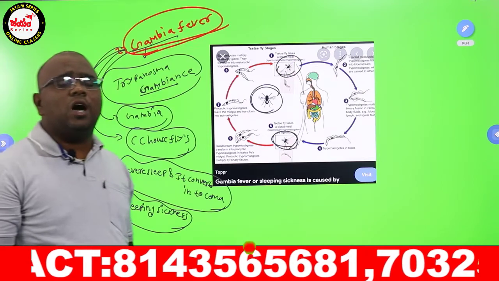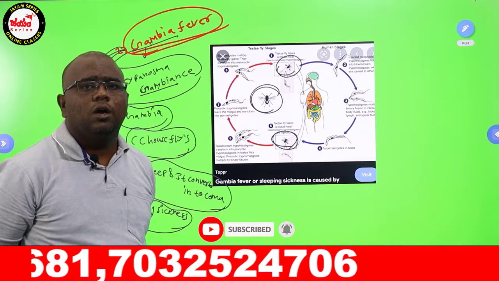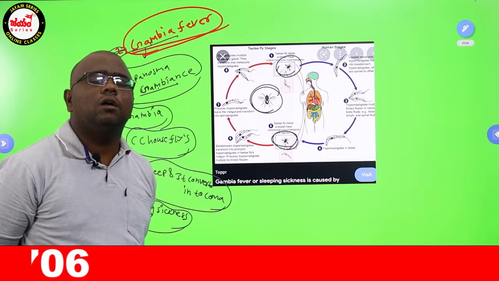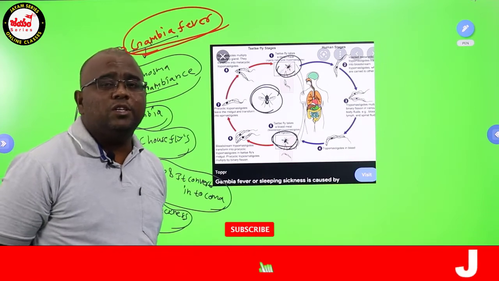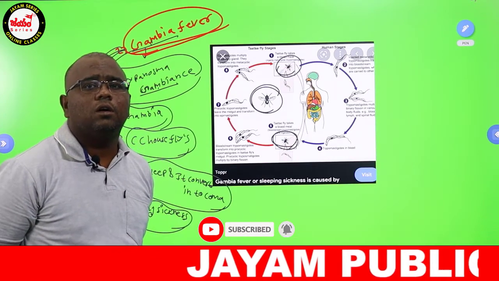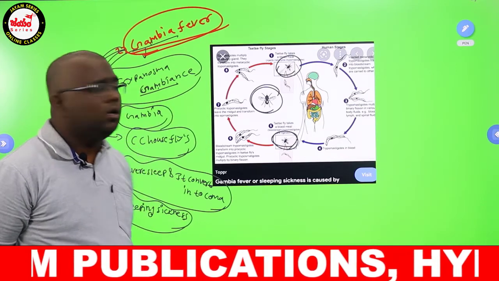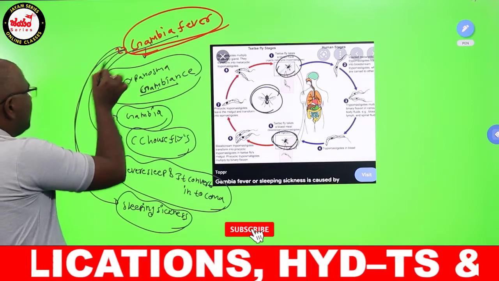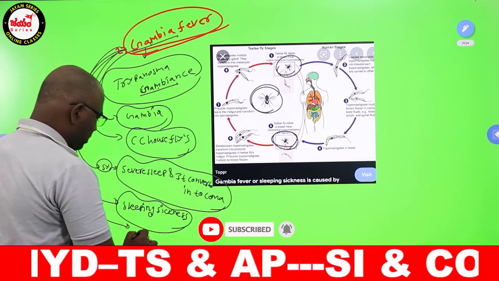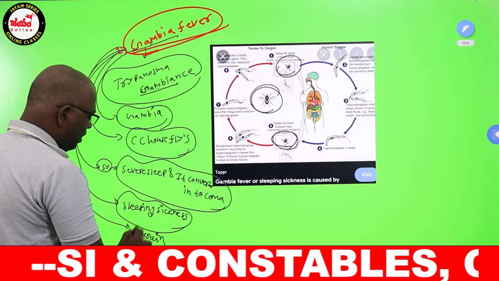Which disease is also called sleeping sickness? Gambia fever. Which disease is caused by the bite of house flies? Gambia fever. Which part of the human body does this disease infect? The answer is the brain also.